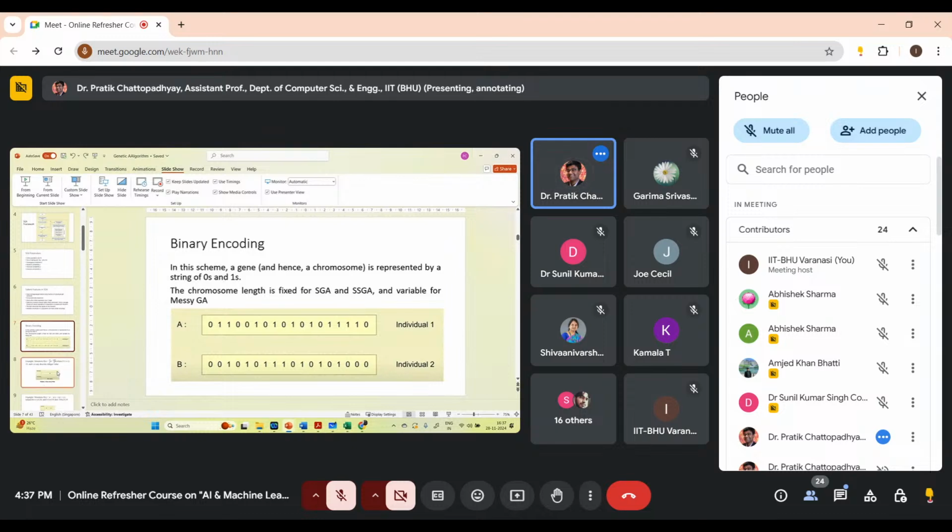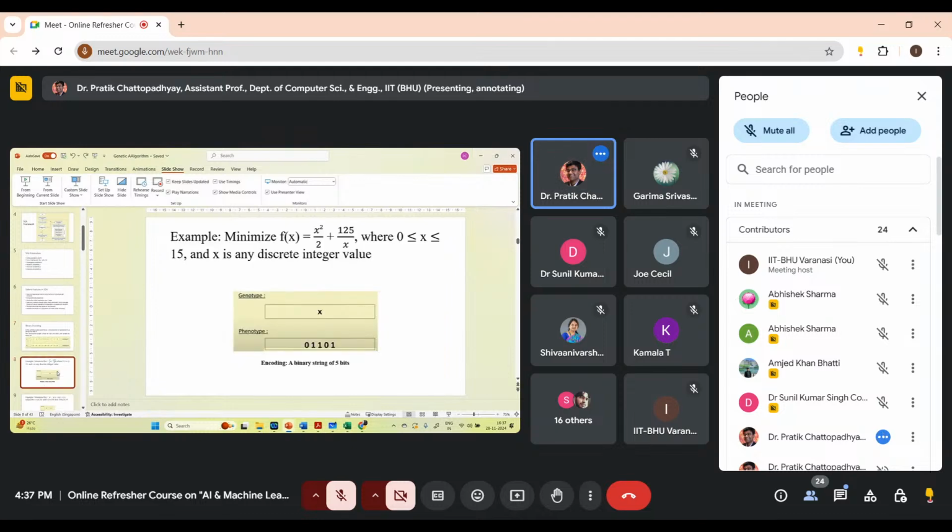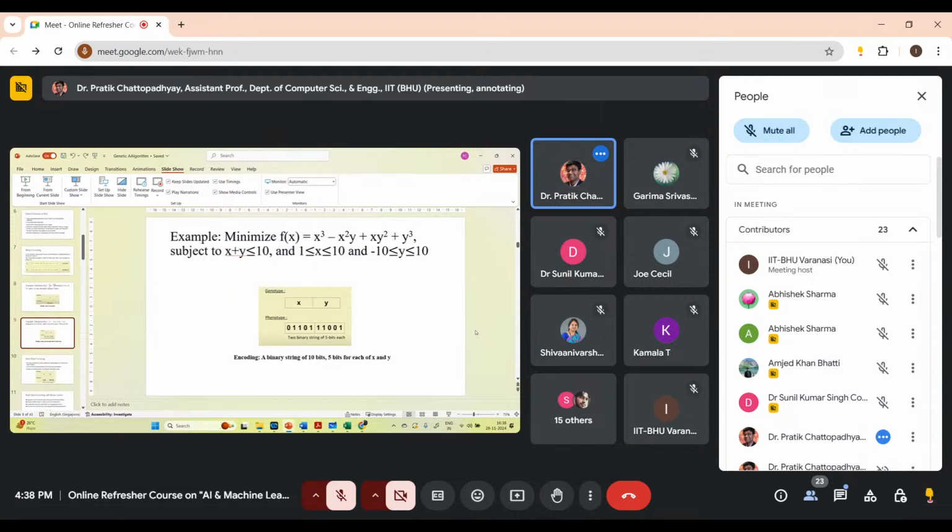Okay. For example, let's say this is the function given to us, so this can be one possible encoding for X. So the first step is encoding. We first decide how many bits we will use for encoding, and then we randomly generate 0 or 1 for those number of bits. I am not talking about real number encoding. Today we will only talk about binary encoding.